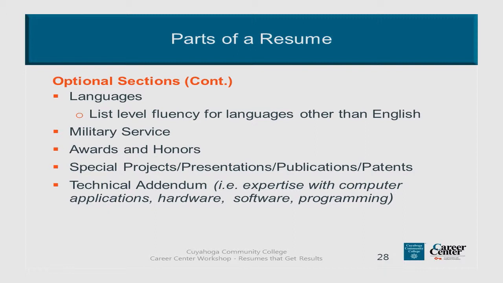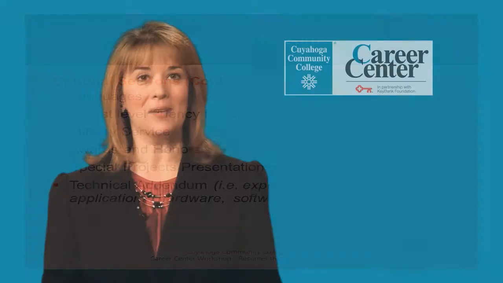Other areas could include any relevant awards and honors, special projects, presentations, or publications. Technical addendum, for example, expertise with computer applications, hardware, software, or programming. On the sample resume, things such as Microsoft Word, Excel, PowerPoint, and Outlook are listed. You now have the information you need to effectively structure and format your education section, as well as adding additional optional sections as they apply to you.